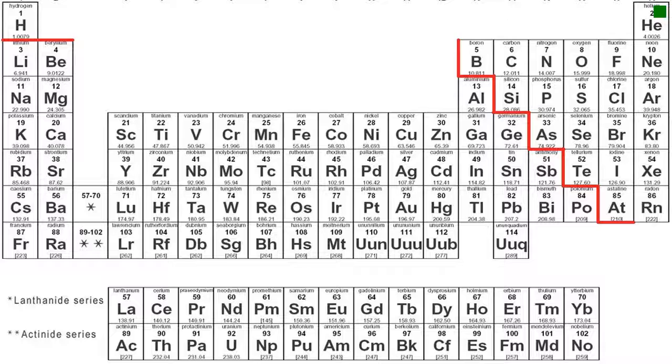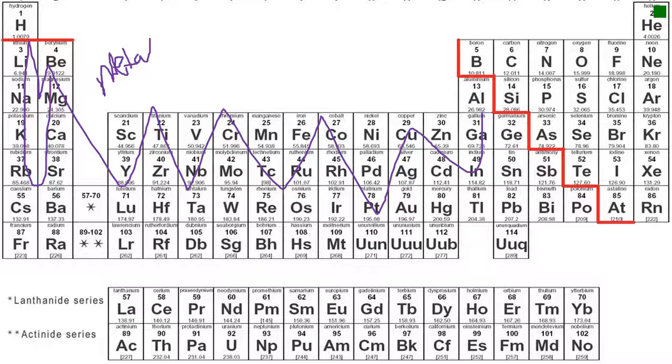Important trends exist in the periodic table. First of all, what I'd like you to know for sure is the staircase. This staircase is important because it separates the metals from the non-metals. Anything to the left of the staircase, everything in this area here, are metals. Anything to the right are non-metals.